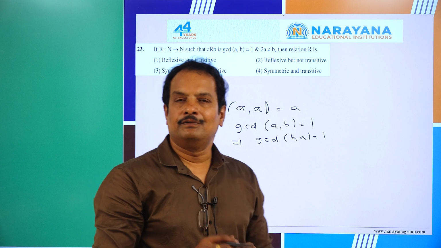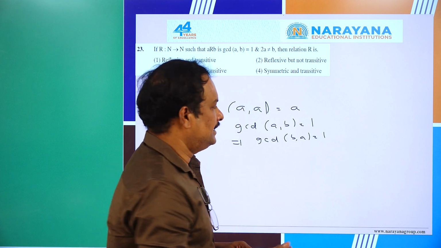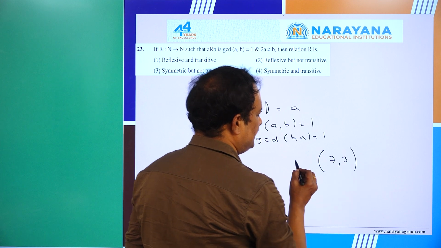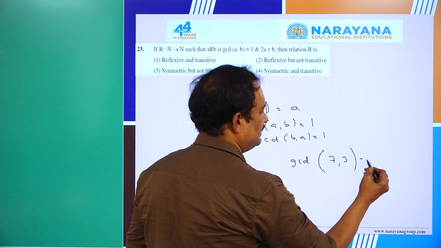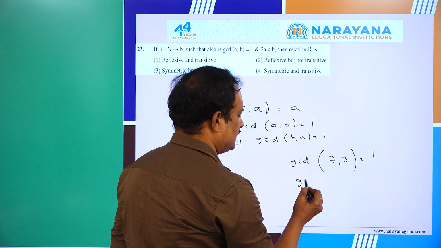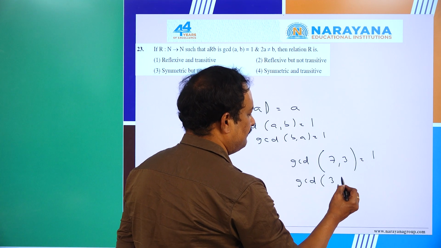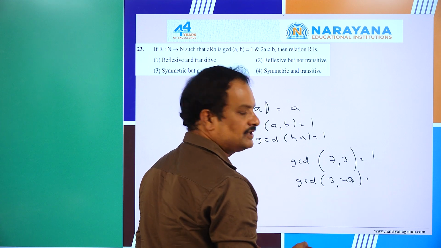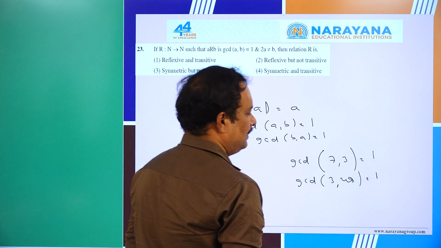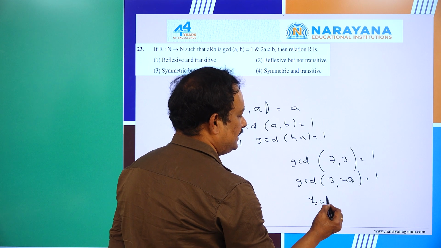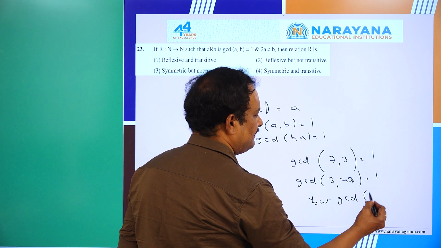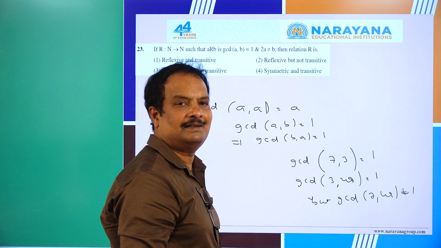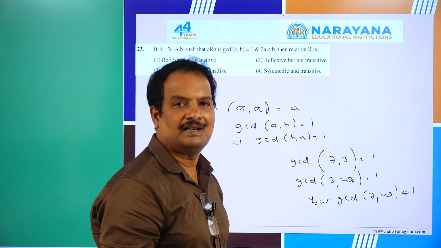Okay, but to verify the transitive property, let us take an example. That is the ordered pair of 7 and 3. What is the greatest common divisor of these two? Very clearly 1. Now I will take the greatest common divisor of 3 and 49, for example. That is also 1. But what is the greatest common divisor of 7 and 49? That is not 1. You can clearly see that the greatest common divisor of 7 and 49 is not 1.